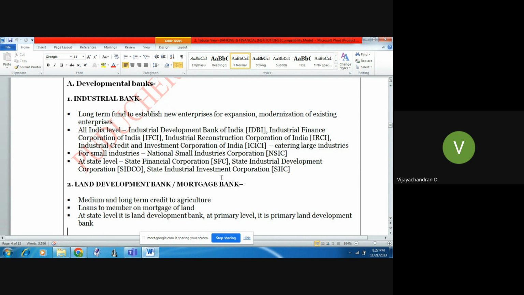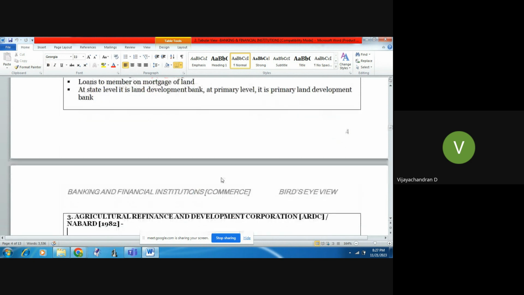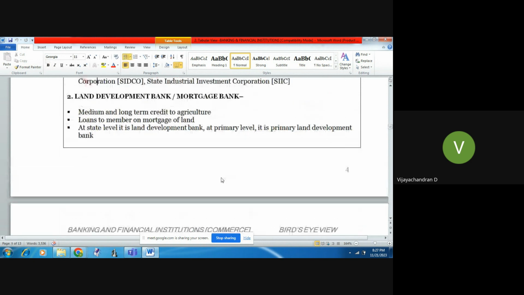I will tell you in the forthcoming, subsequent slides about the land development banks or mortgage banks. Their main purpose is that, with a mortgage, they will give loans for agriculture. For agriculture, they give loans with the collateral security of land. That is the land development bank, LD bank.